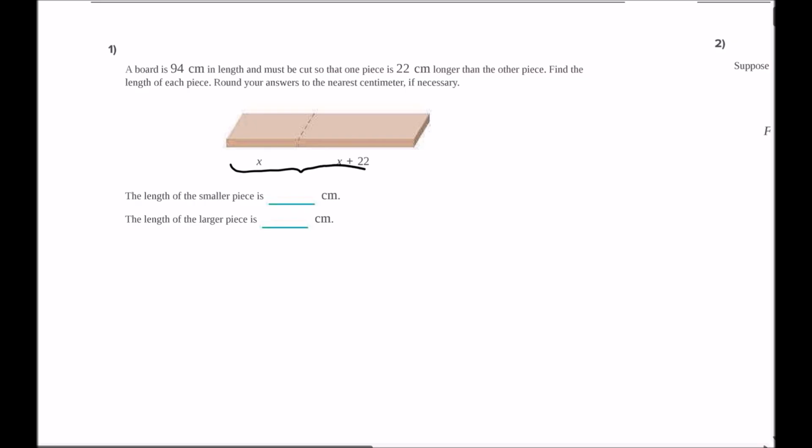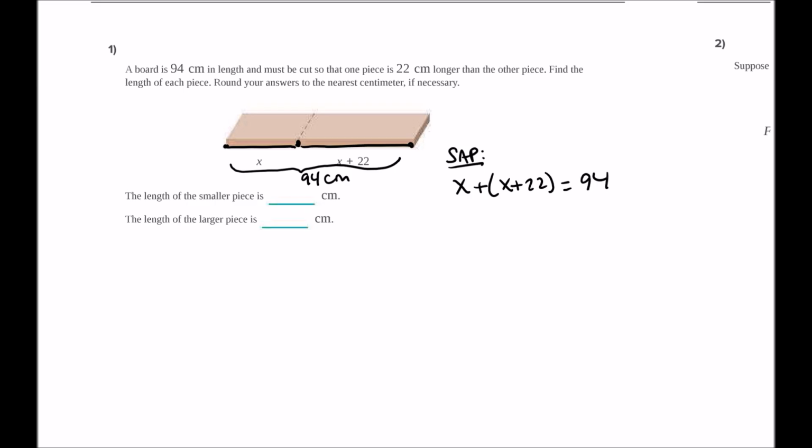Here this length has to be 94 centimeters. And so we have something that kind of resembles SAP, right? Where you have two line segments that make up the whole. By the segment addition postulate, we can say that x plus 22 has to equal 94 centimeters. Now we can solve the equation by combining the like terms, subtracting 22 on both sides.